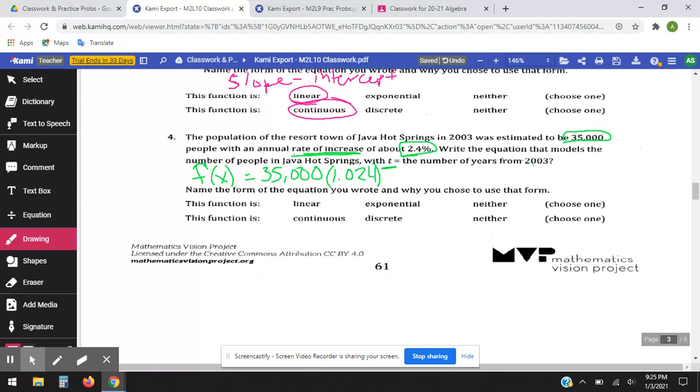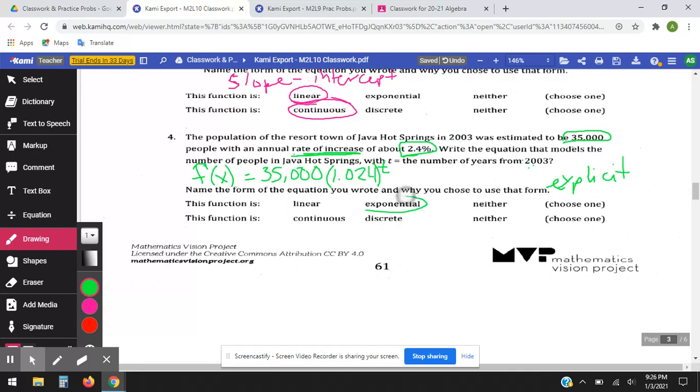So 1.024 is 102.4%. And then I need to put it to the t power. And since this is the 0, I don't need to have a minus anything. So here I did explicit, that's how I like to write my equations, so I can plug in any number.